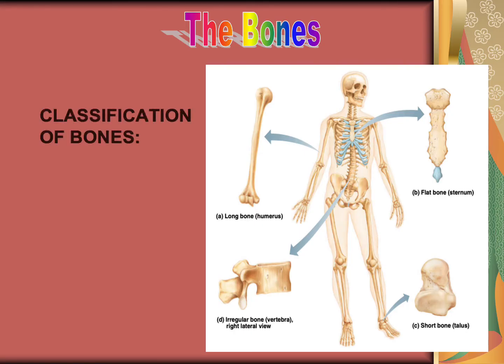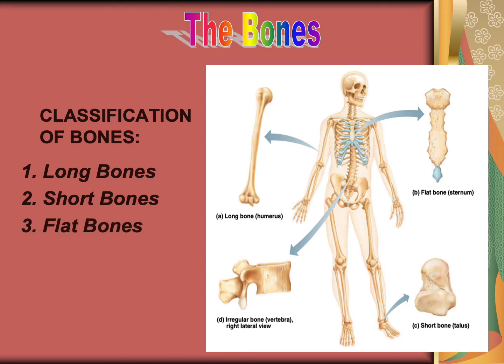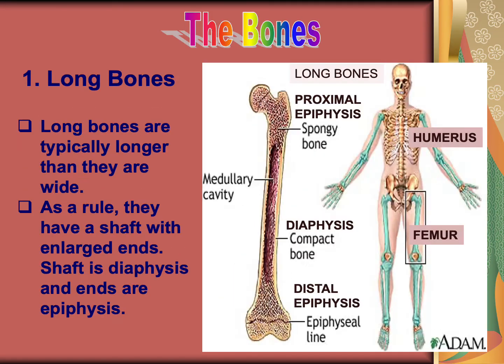Another classification of bones is bones according to shape. We have the long bones, the short bones, the flat bones, and the irregular bones. Let us now try to discuss them one by one.